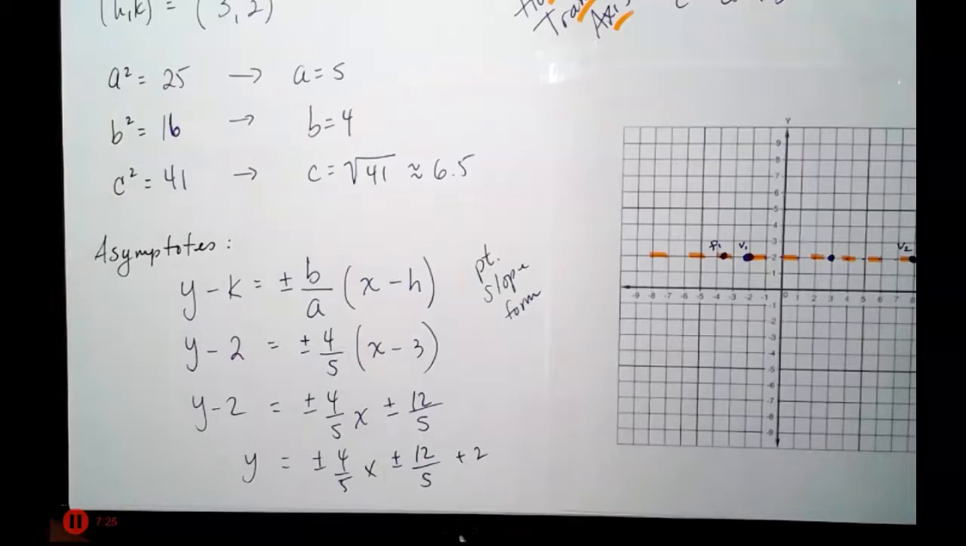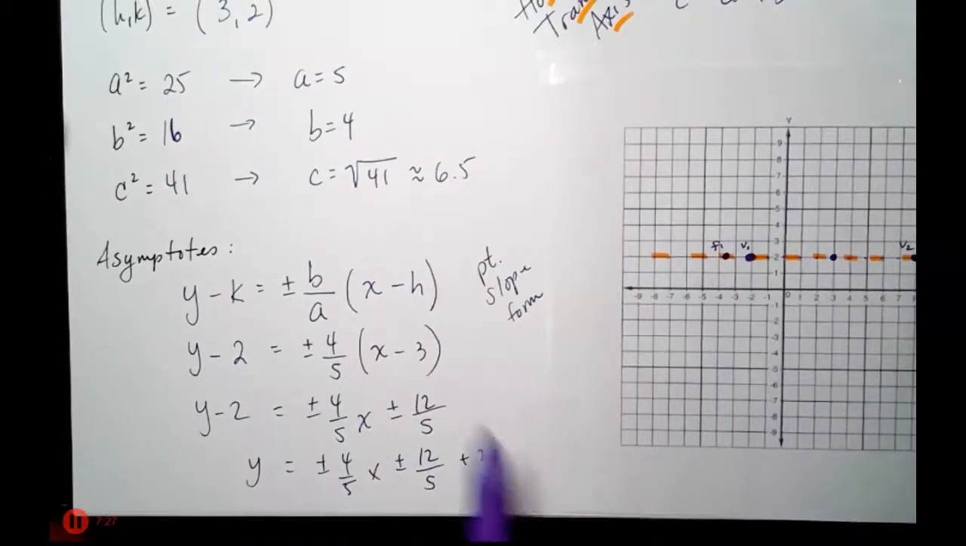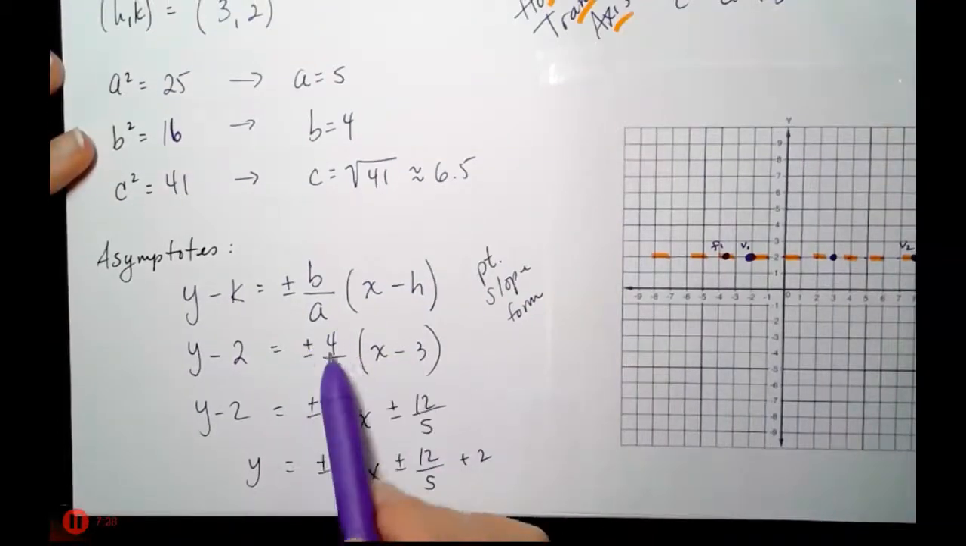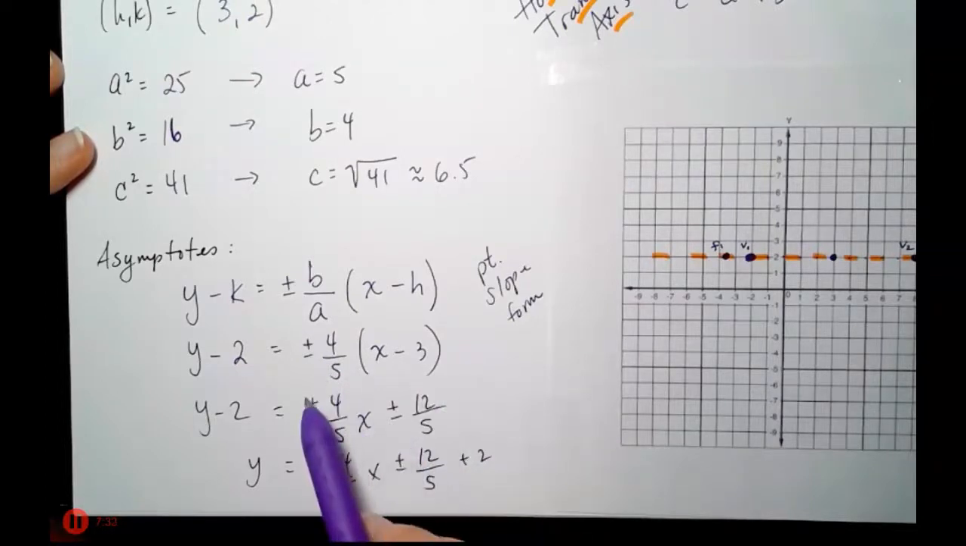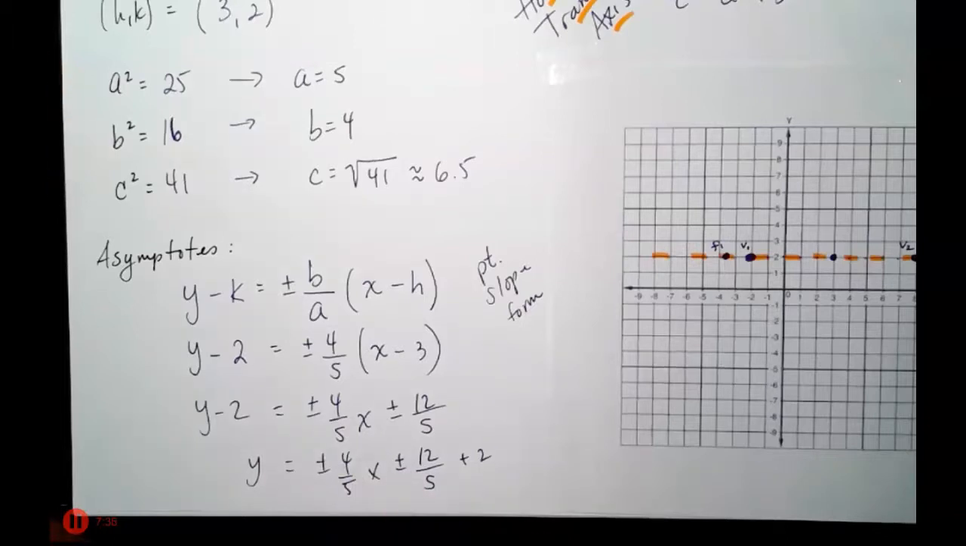I'm really kind of running out of room here. It makes a difference because we're multiplying through by positive 4/5 as well as negative 4/5, which is why we have plus or minus here and plus or minus there. So we have two asymptotes. And the asymptotes are going to give our branches direction.